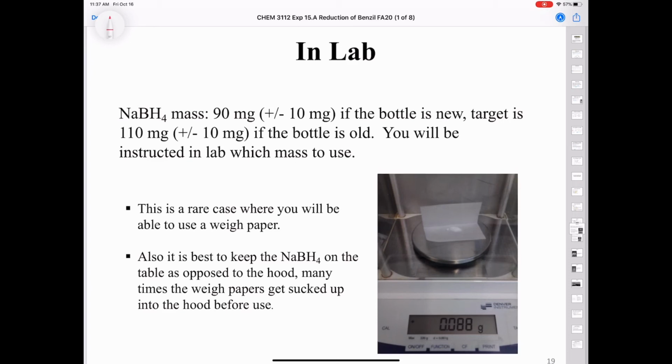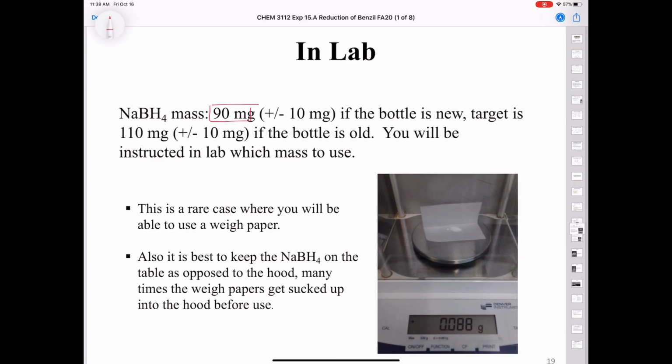That's if the bottle is new. If the bottle is old, you're going to need a little bit more because some of that sodium borohydride will probably have absorbed some water, rendering it inactive, and so you'll need to have somewhere between 100 and 120 milligrams. Your instructor is going to notify you exactly which mass to use. But for writing out your procedure, just say 90 milligrams.